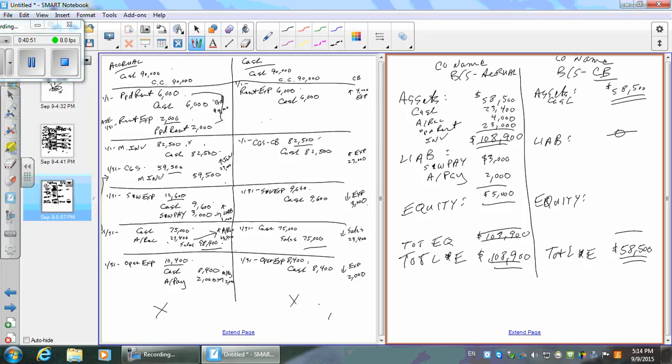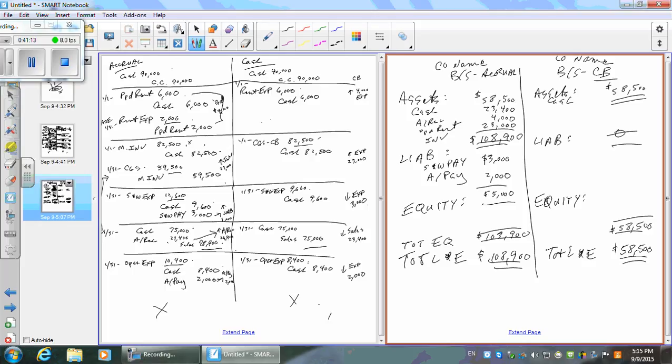How do you get the 103? I only see 90. 108.9 less 5? No, let's see what we can find. Maybe I screwed it up. Okay, so what do I want this one to be? 58.5, right? The 0 plus 58.5 is 58.5. Okay, well, let's figure out what equity would be.